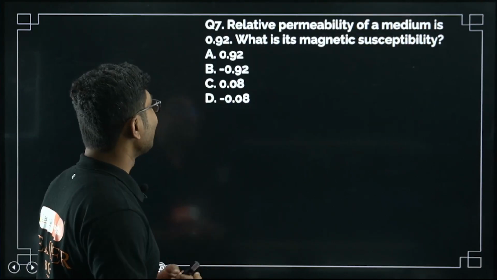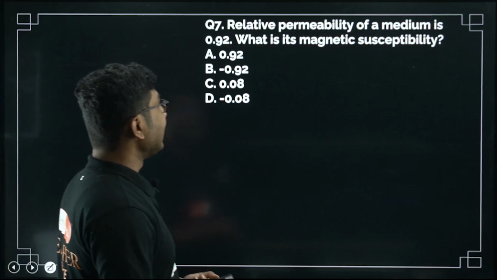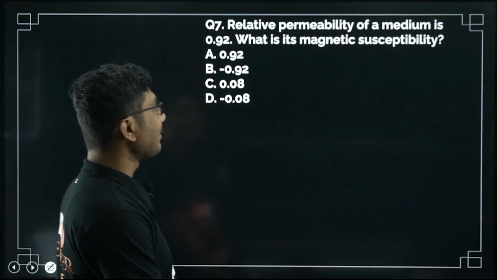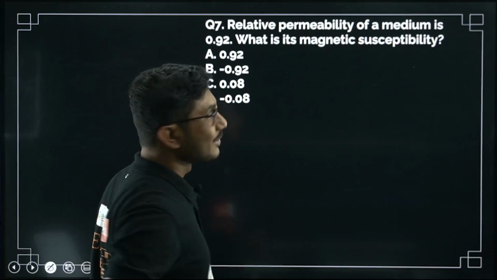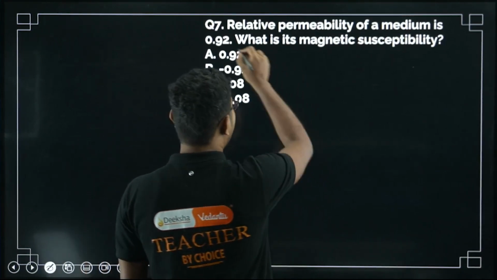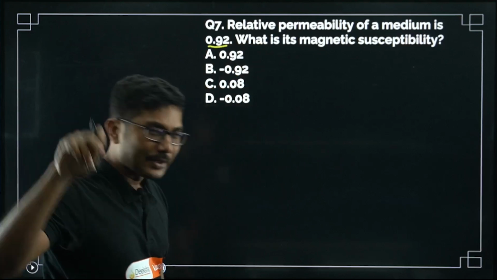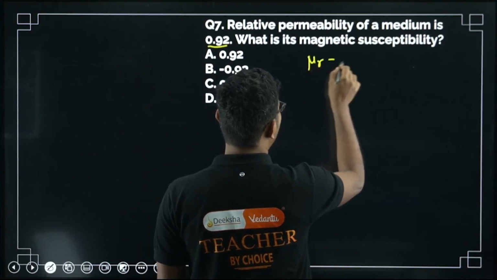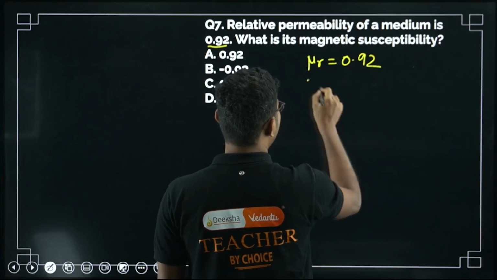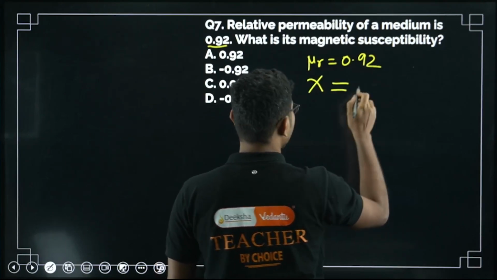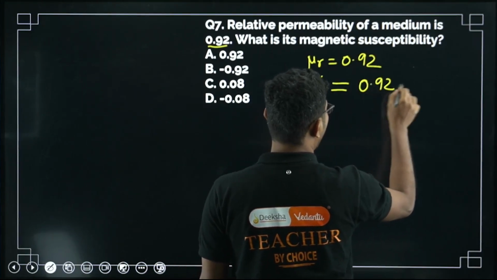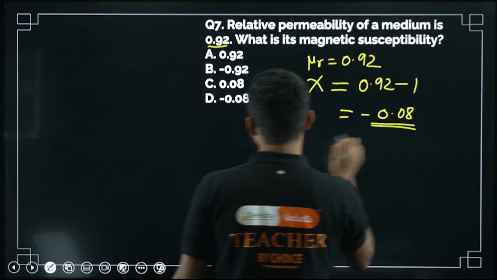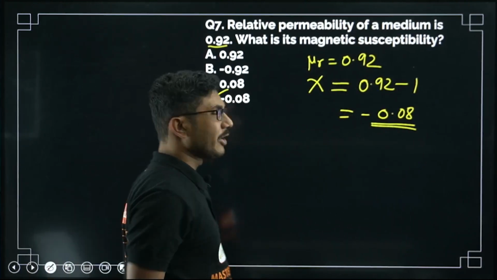Now let's go back to our class. Relative permeability of a medium is 0.92. What is the magnetic susceptibility? So again a similar question. Now can you identify what type of material it is? Mention that in the comment below. So relative permeability, mu r, is 0.92. So susceptibility is 0.92 minus 1, that is minus 0.08.